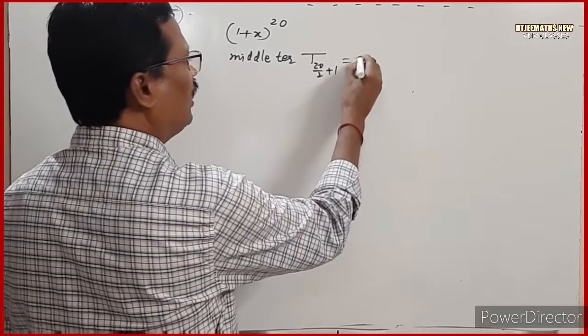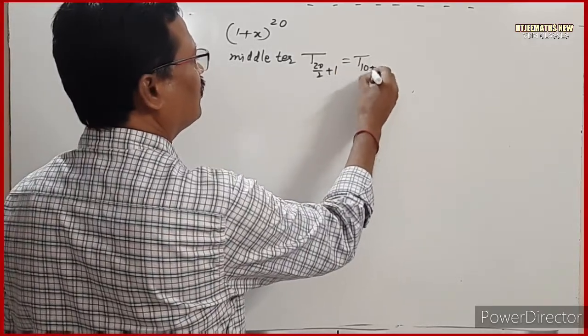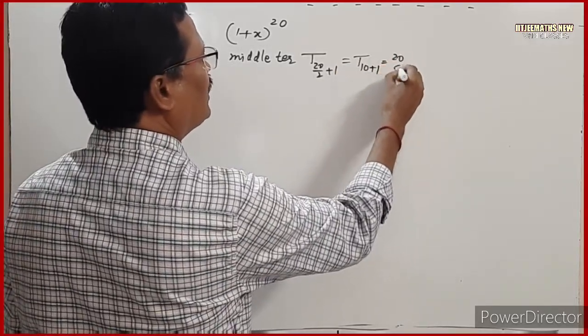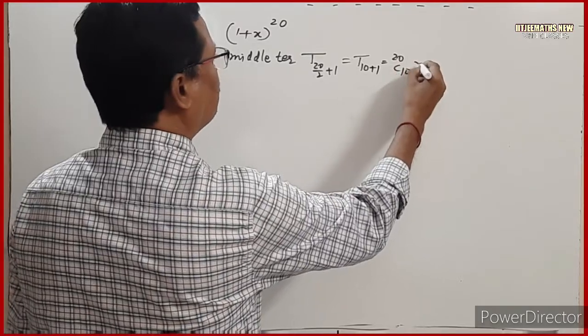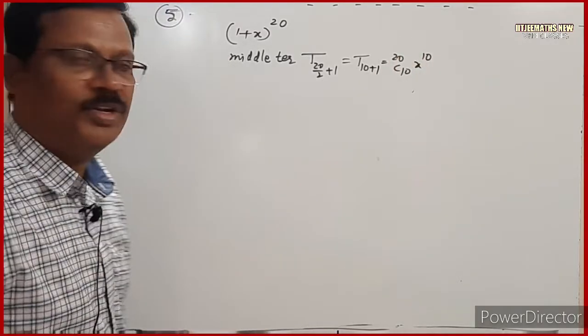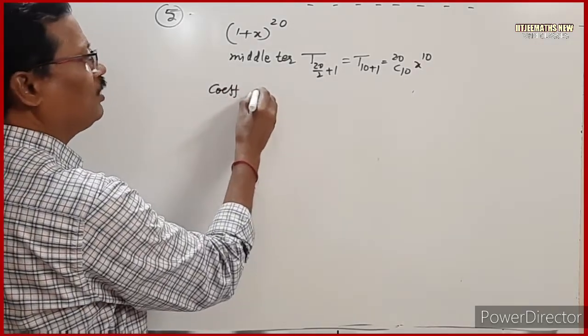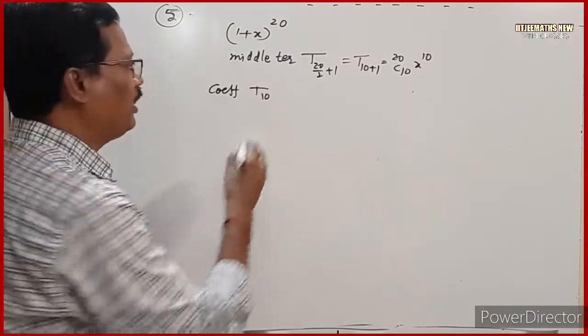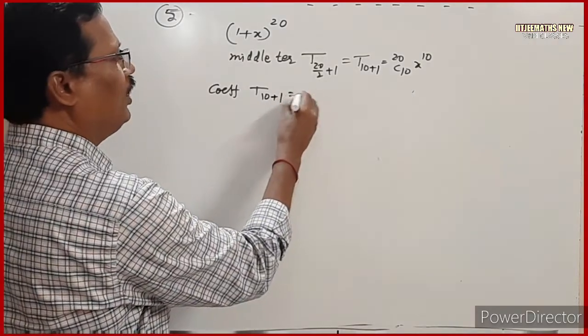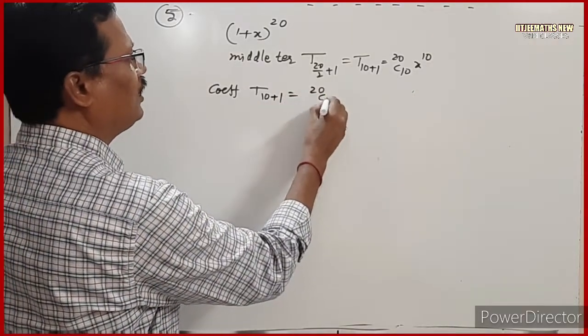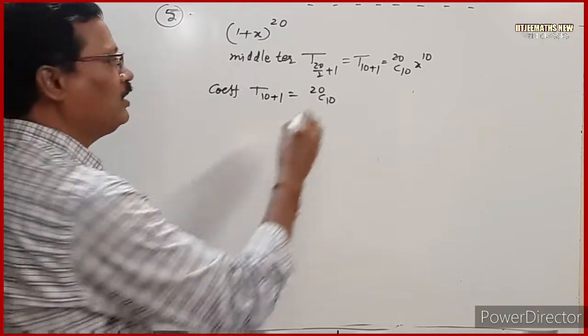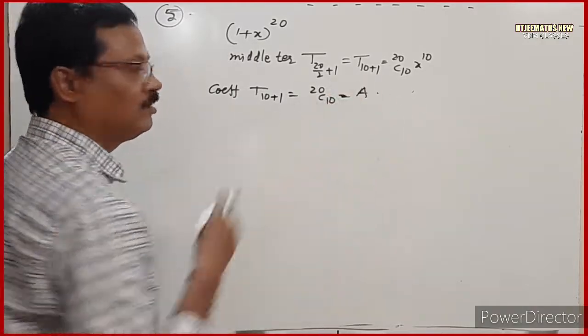That is, T11 is the middle term. Therefore, it is 20C10 x^10. Therefore, the coefficient of the middle term is 20C10. This is what they have given as A.